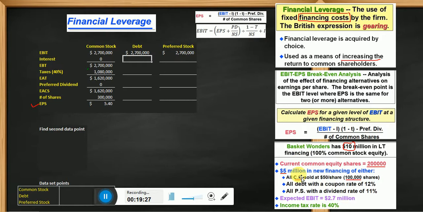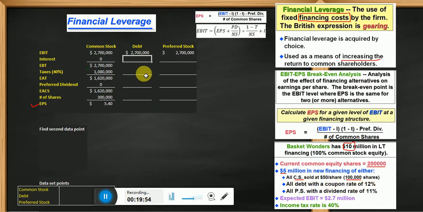Okay. So this is what we have computed for common stock, and the same we have to compute for debt. If you are selecting the second alternative and raising $5 million, again you will have $2,700,000. But keep in mind, for debt you have to pay interest. Why? Because it is not like common stock. In common stock we are not paying interest, but for the debt we are paying interest. How much is the interest? Look, for the debt the interest is 12%.